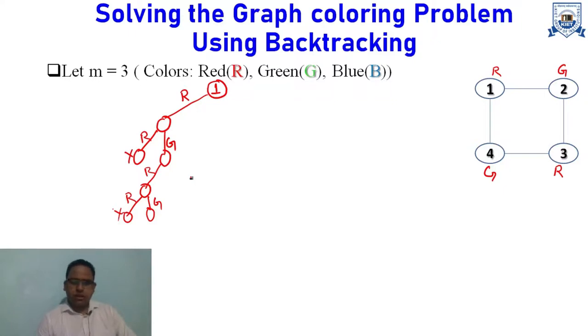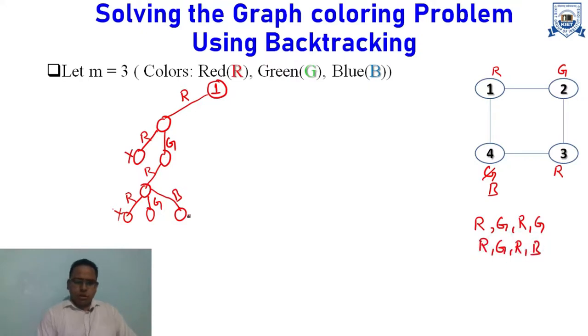There are plenty of solutions. So again backtrack. Can we color this with blue? Let us try. Fourth one, if you don't take green, if you take blue, can we? Yes, blue is also allowed. So this is also the next solution. The first solution we got was red green red green. The second solution is red green red and blue. Again come back to this green.